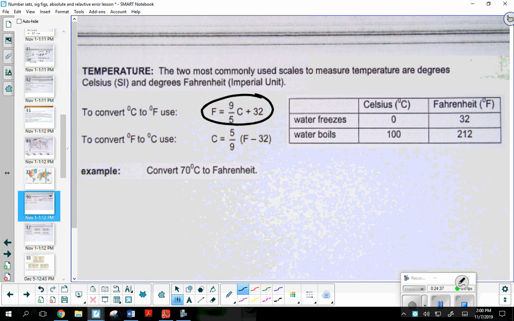This one says convert 70 degrees Celsius to Fahrenheit. So I want to use this formula right here. The Fahrenheit is going to equal 9/5 times the 70 degrees Celsius, plus 32. We could just multiply and simplify, but I prefer to multiply ahead of time. How many times will 5 divide into the 70? 14. Now I need 14 times 9 plus 32.